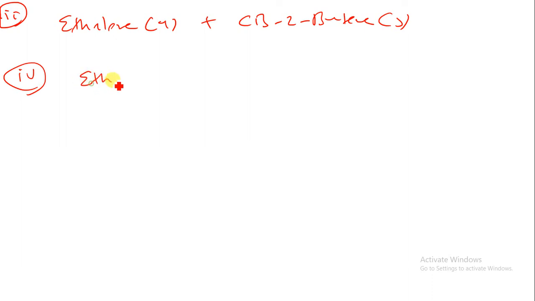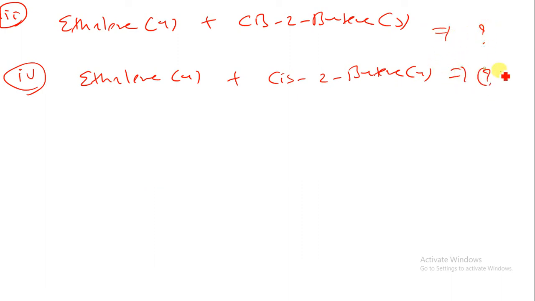Fourth one, that is ethylene in antarafacial shift, cis-2-butene will be antarafacial shift. So what will be the product? That you have to calculate by your own. Okay, I will give you the answer directly.